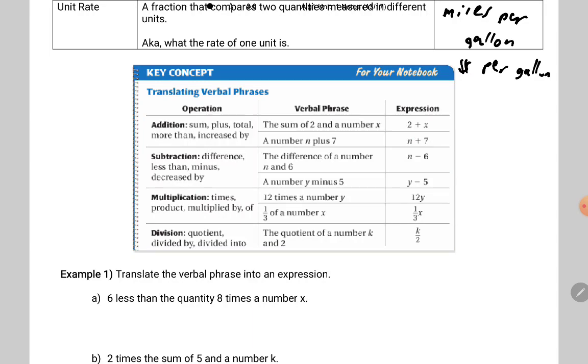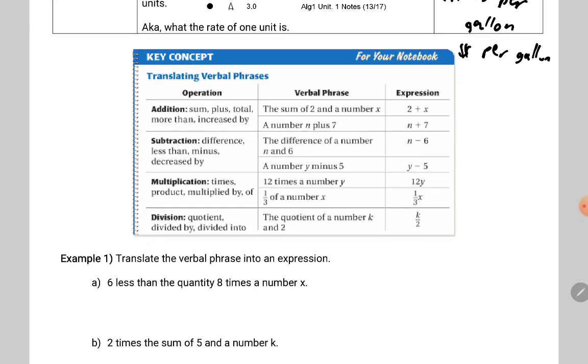Subtraction, we have difference, less than. So 3 less than 6. Minus, decreased by. 6 is decreased by 3, or 3 less than 6 is 3. Here's some examples. The difference of a number n and 6 is n minus 6. The number y minus 5.